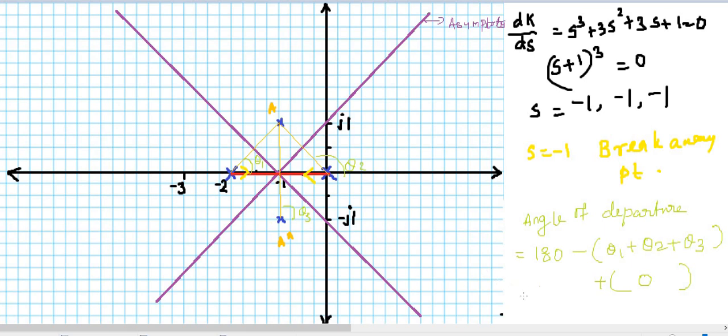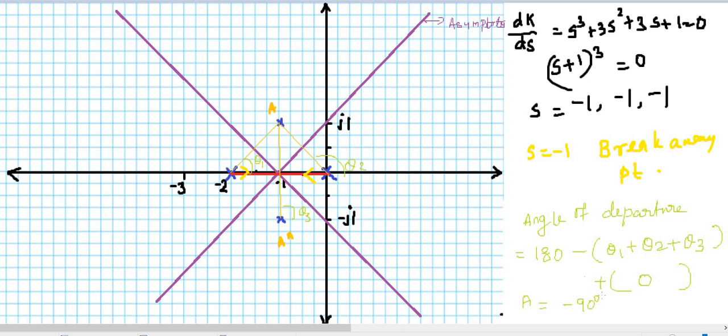So when you solve this equation, we will get the angle of departure corresponding to the complex pole A as minus 90 degree. Because what is theta 1? You will get theta 1 as 45 degree, theta 2 equal to 135 degree and theta 3 equal to 90 degree. So by substituting the values of theta 1, theta 2 and theta 3 in the equation, we will get the angle for complex pole A as minus 90 degree.